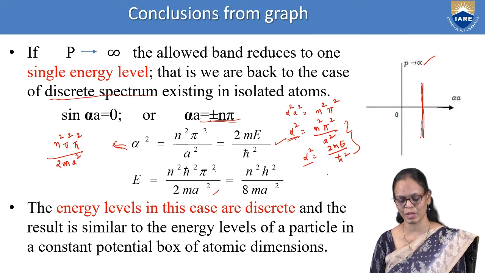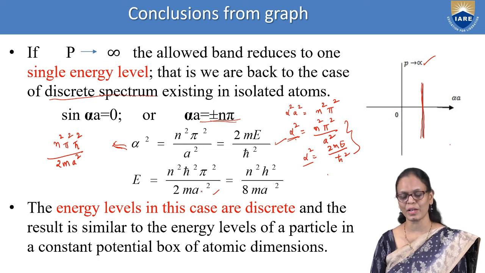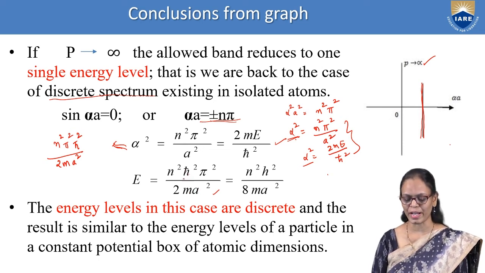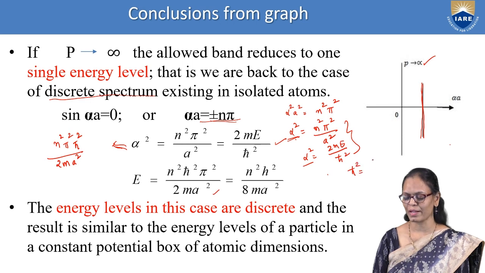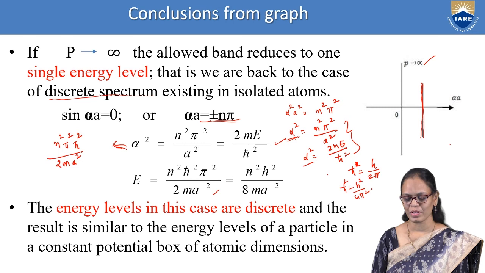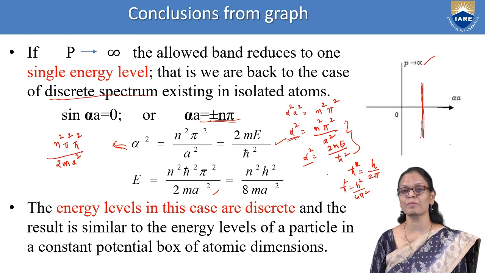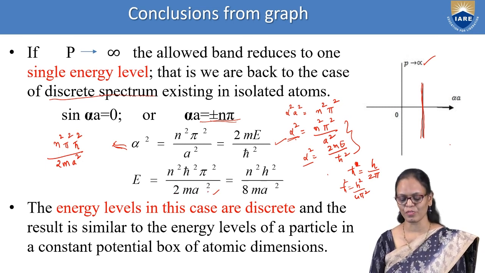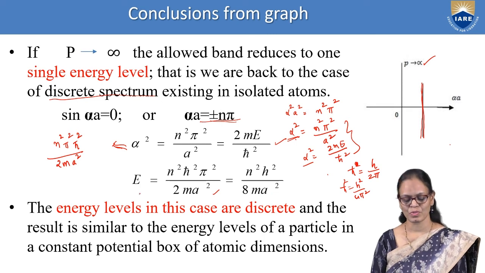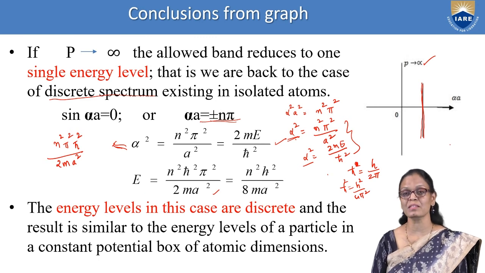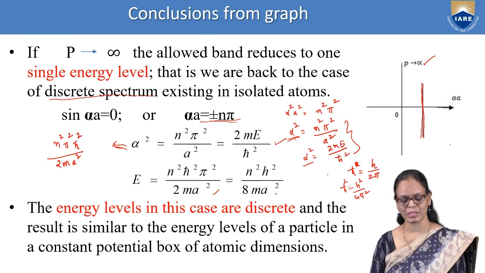N square h cross square pi square upon 2m A square. Or if you are substituting for h cross, h cross is h by 2 pi, so h cross square will be h square upon 4 pi square. So if we are writing 4 pi square, pi square will get cancelled, and you have 4 into 2, 8 m A square. So the energy values or the eigenvalues are given by n square h square by 8 m A square. So the energy levels in this case are discrete.